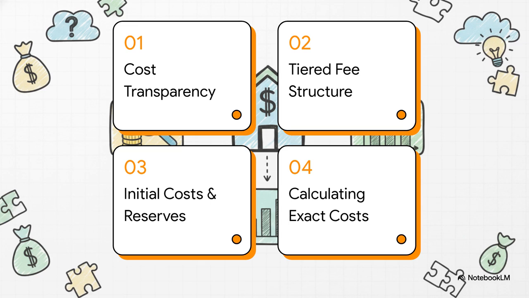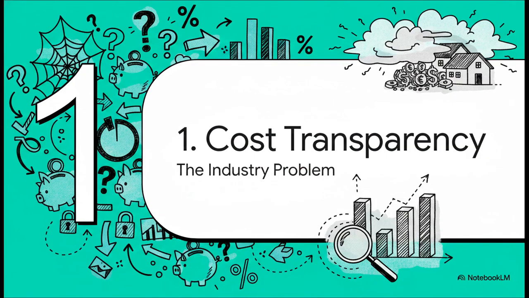We have a really solid roadmap for the data we're going to cover today. We will be strictly analyzing Alpine Property Management Kansas City's transparent pricing model. We are going to hit the cost transparency problem, the tiered fee structure, initial costs and reserves, and finally, calculating your exact costs. Okay, let's dive into this.